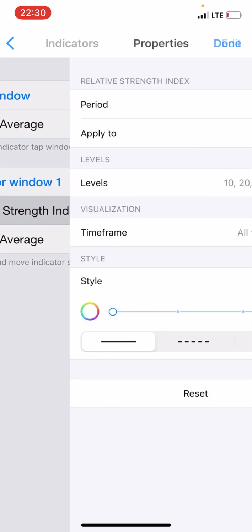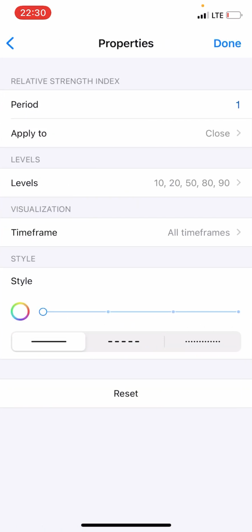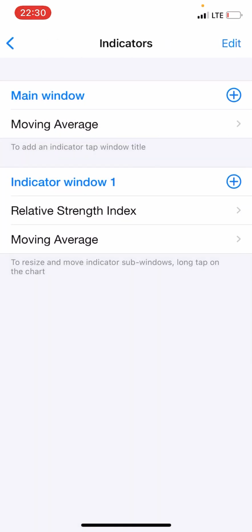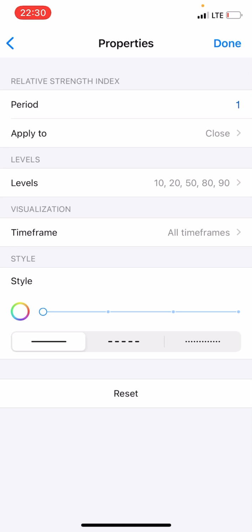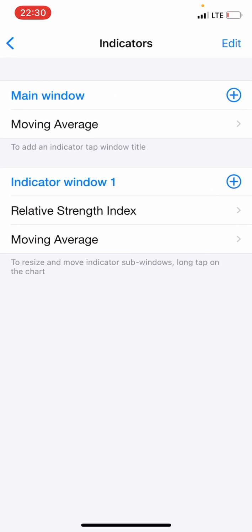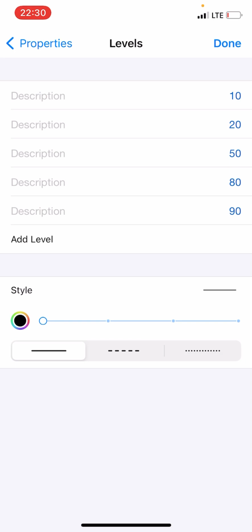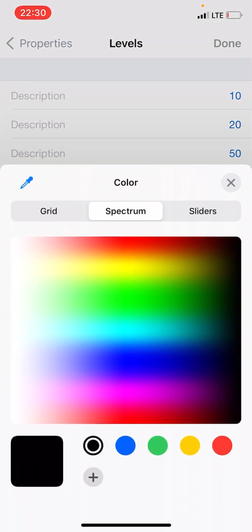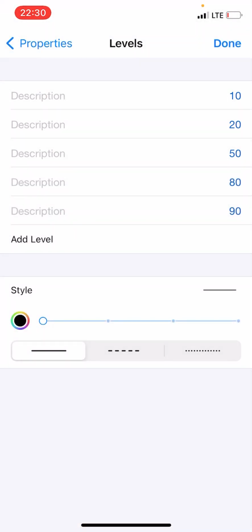Then you go back. This is the RSI that gives us the levels. You can use any color, but don't use white because you have to see. If you're using a white background, this is how it's going to be. But when you're inserting the levels, make sure to use another color, maybe black or pink or something, but not white. So these are the levels: 10, 20, 50, 80, and 90.